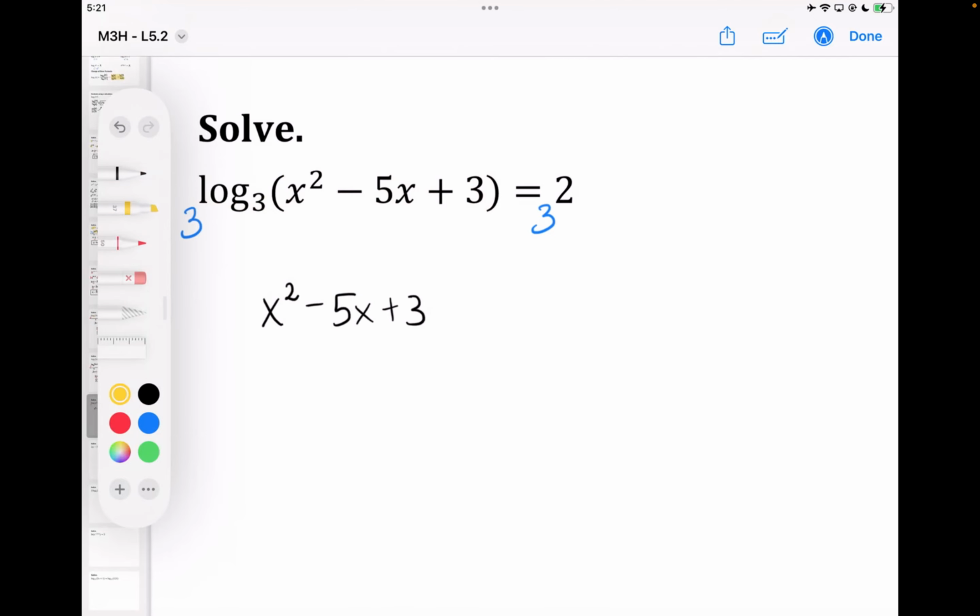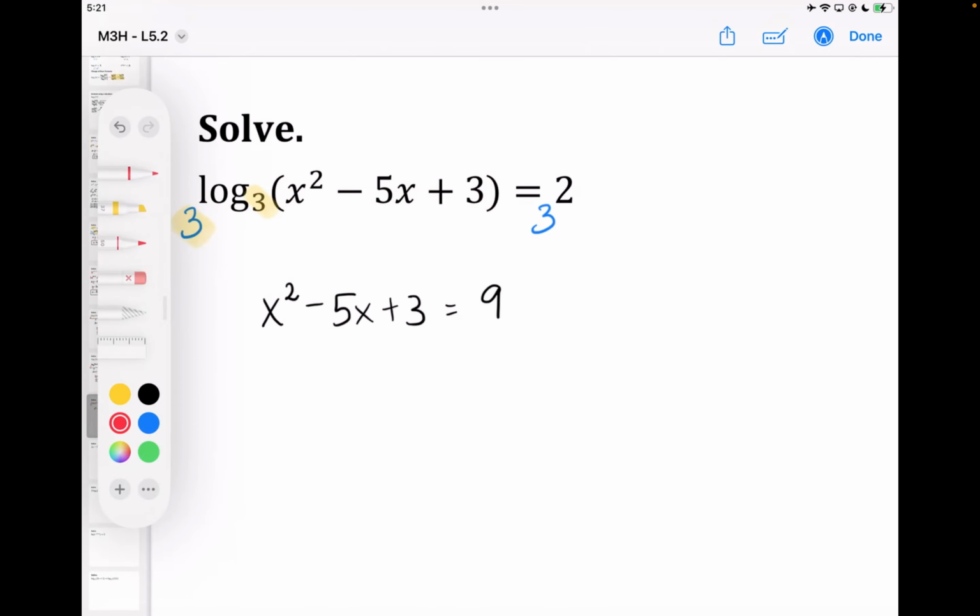And just as a quick review, remember it's because if you have the same base, they're inverses of each other and they cancel, or they undo each other. So 3 to the second is 9. And then I can go ahead and solve this equation.